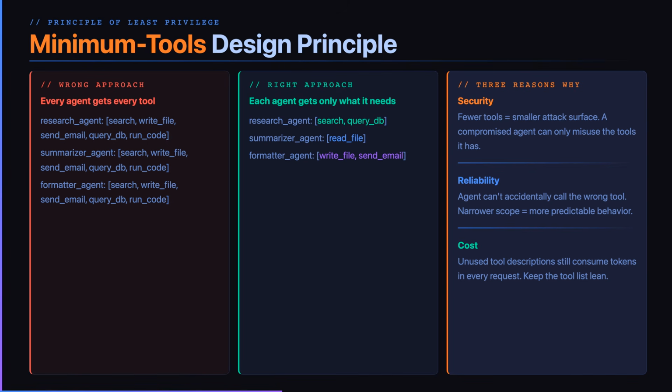Reliability. The agent can't accidentally call the wrong tool. And cost. Unused tool descriptions still consume tokens in every request. Design every agent with the minimum set it actually needs. Nothing more.